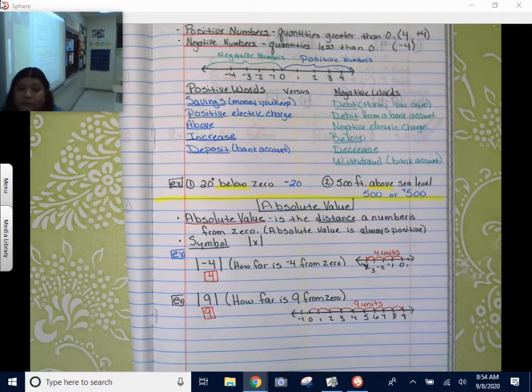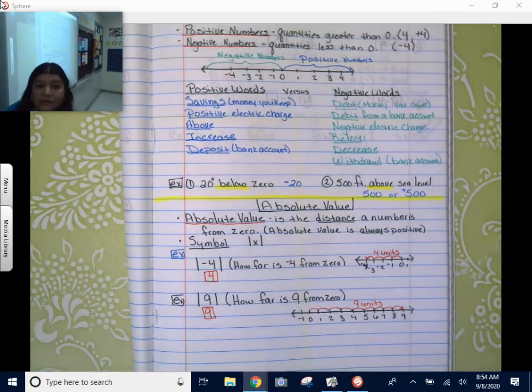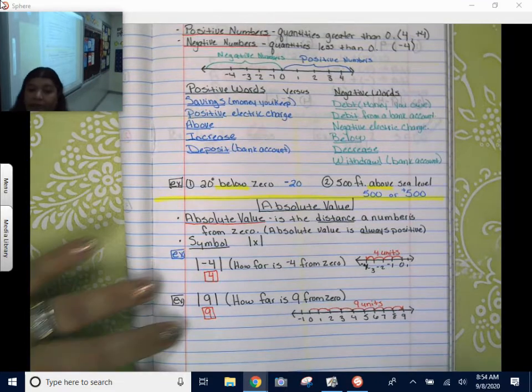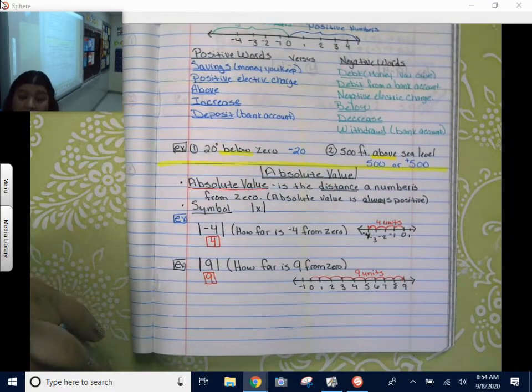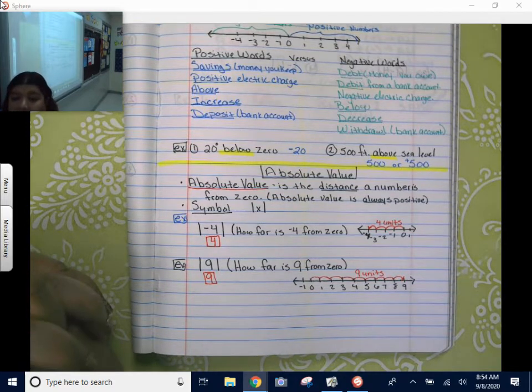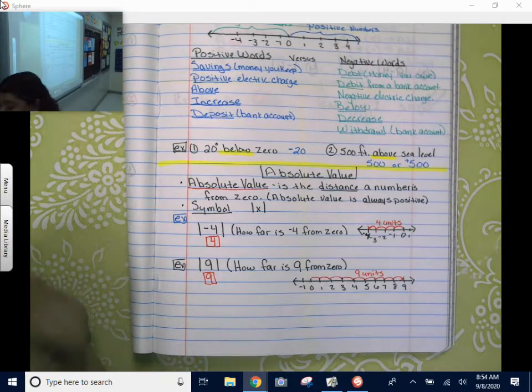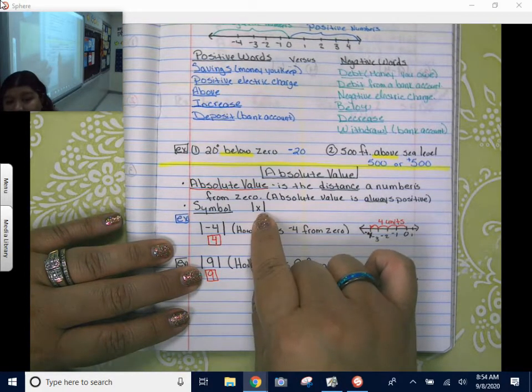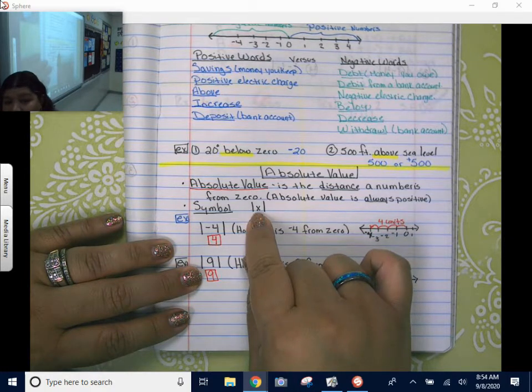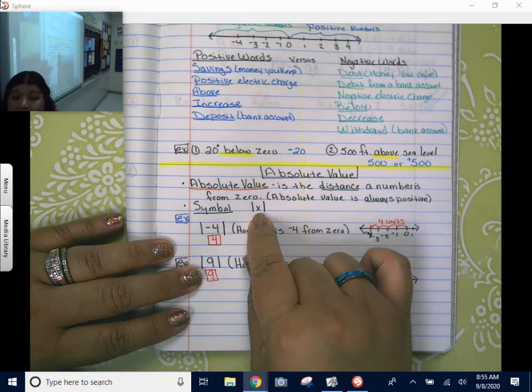Now let's talk about absolute value. Absolute value is actually the distance a number is from 0. How many units away is it? Now we can use vectors to show this, but that will be later on in math. For us right now, it's just how far away is it from 0? How many units? The symbol we use is these two little straight lines. So if you see a number in there, that X could be any number, that means how far away is that number from 0?